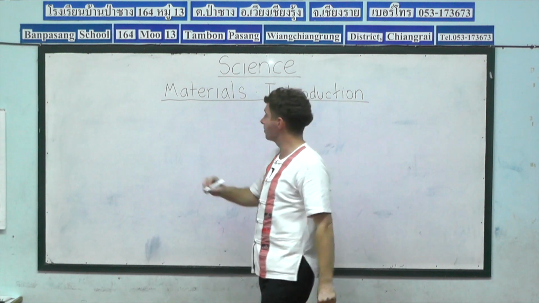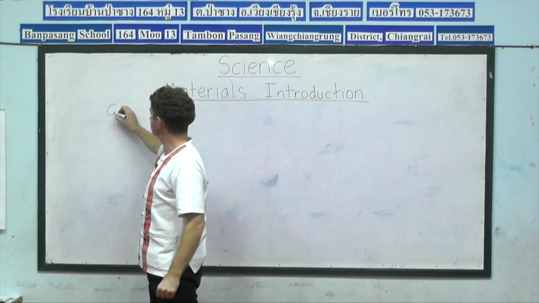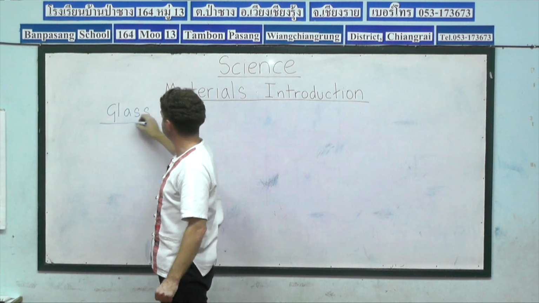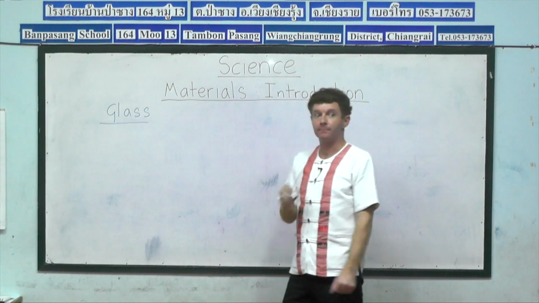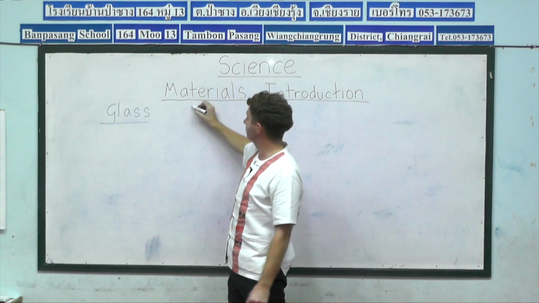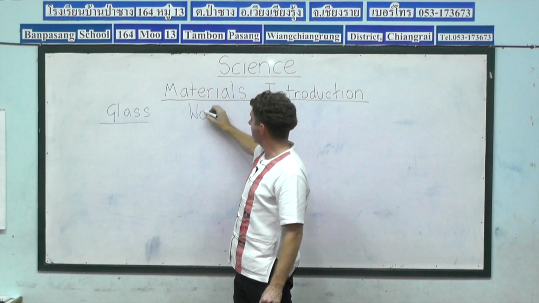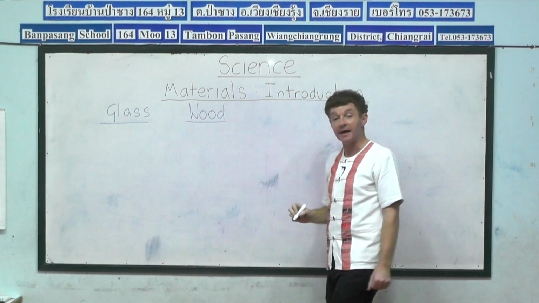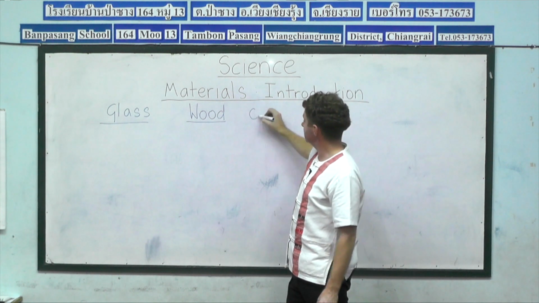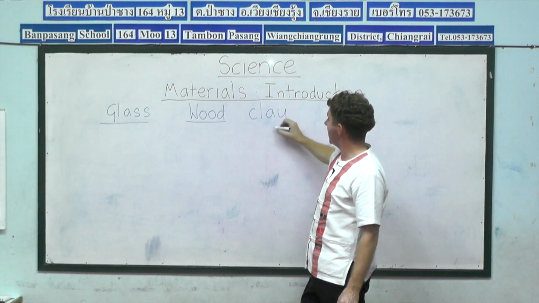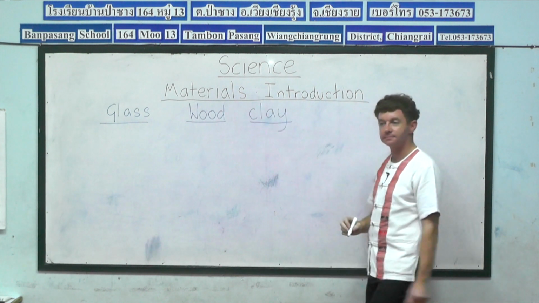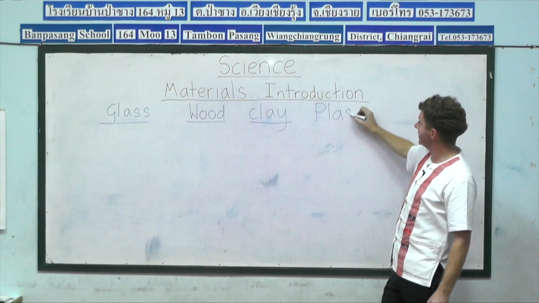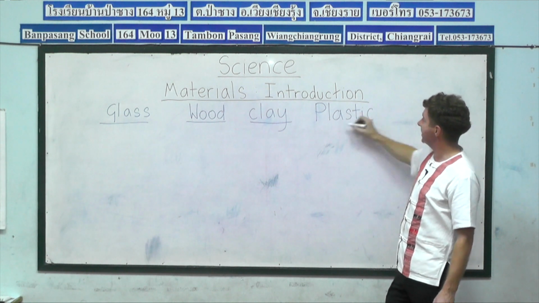Glass. Glass was one material, so we'll have a column for glass. G, L, A, S, S. Glass was one. Wood was another one. Excellent, Dan. Well done. W, O, O, D. Clay. Yes, we had clay too. C, L, A, Y. Plastic. That's 4. P, L, A, S, T, I, C.